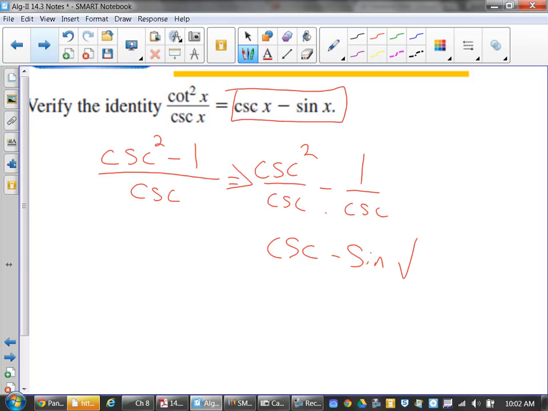So basically, you're just proving the answer? Yes. That's why I say it's like a trigonometric proof. I'm confused how you got from cosecant squared over cosecant minus 1 over cosecant to cosecant minus sine. Well, what's cosecant squared over cosecant? Cosecant. What's 1 over cosecant? Sine. Oh, okay. There we go.